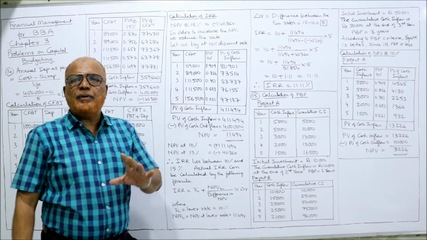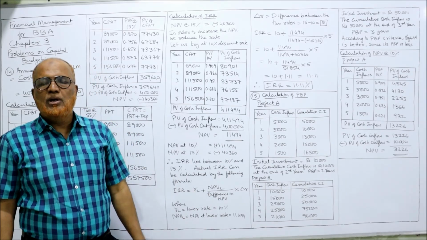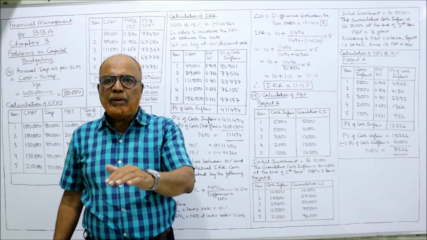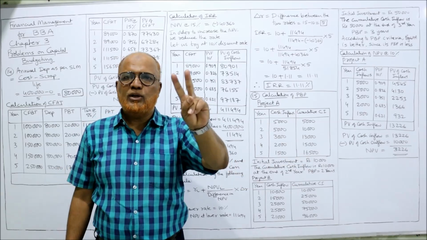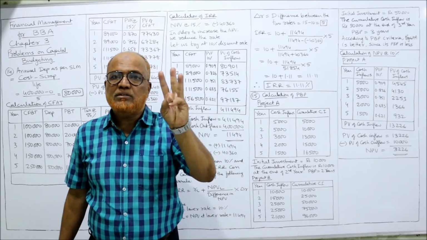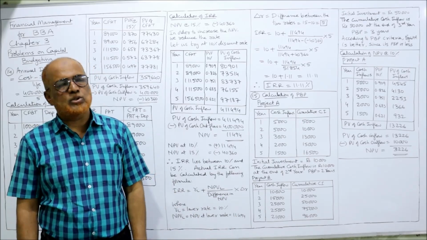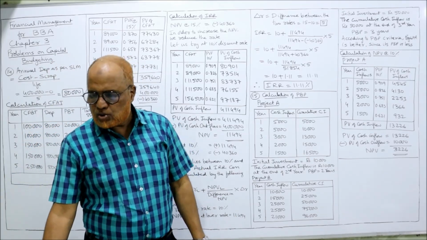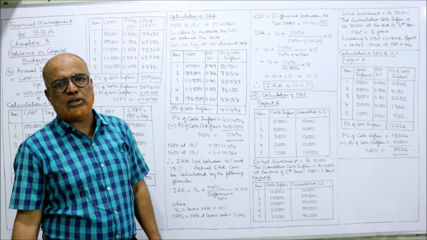Now according to PBP criteria, which project should be selected? A project. Whichever project has a lower PBP, that project is preferable. So here A project is having only 2 years. B project is having 3 years to recover. So it is better to accept A project. That's it. Now, next thing is we have to calculate NPV at 10% discount rate.